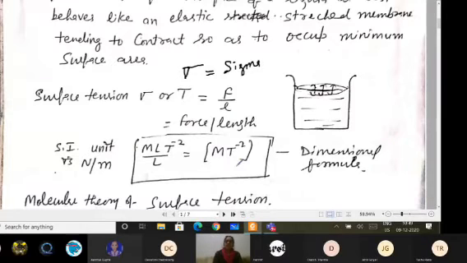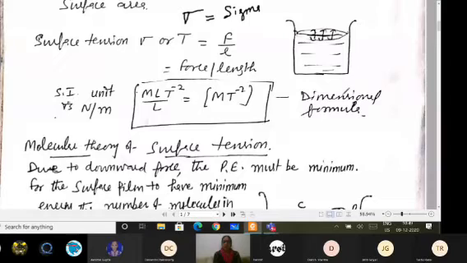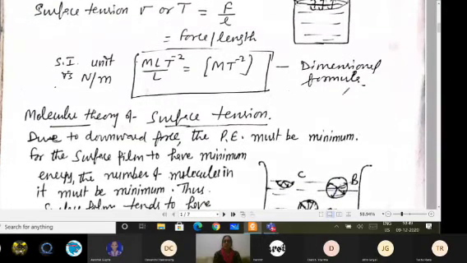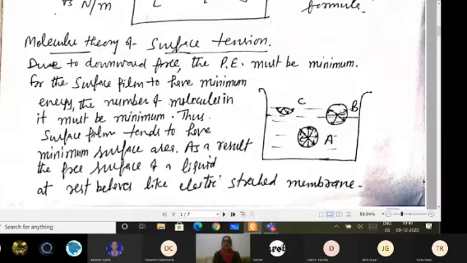Now the question is that why this upper surface behaves like a stretched elastic membrane. This property is being observed experimentally, and you people have also observed. Now we are going for why it behaves like the stretched elastic membrane. For that, you are having the molecular theory of surface tension. So this is the molecular theory of surface tension.